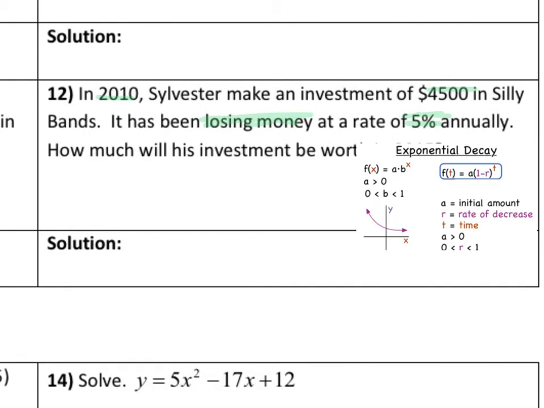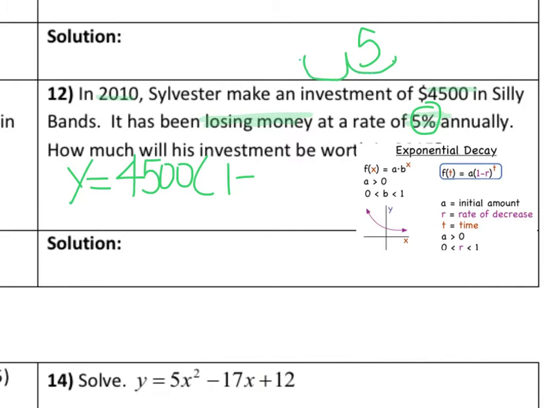Okay, so we're going to fill in for what we know. I've thrown the exponential decay formula right there for you. So we always know that we're going to start with our principal or starting amount, so that's $4,500. And we always have a 1, and since this one's decay, we have a minus. And then we always put our rate in. If we have a rate of 5%, we're going to move our decimal 2 places to the left, giving us a rate of 0.05. And we're going to raise it to the t.